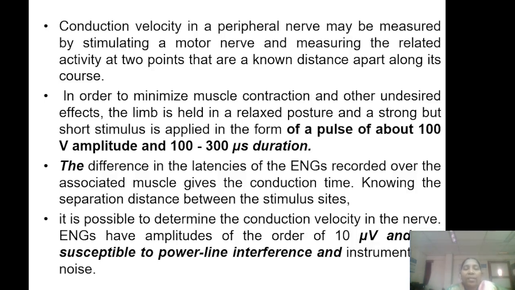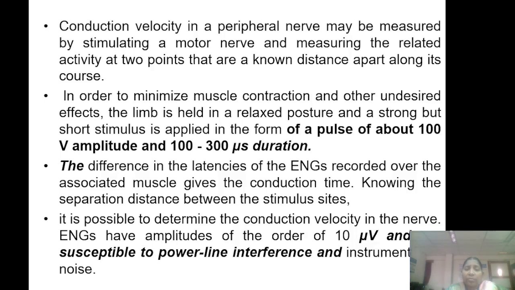While recording the ENG signal, there will be some difference in the latencies. Latency is nothing but the time taken for giving the stimulus and getting the response. That period we call the latency period. The difference in latency periods of the ENG signal is recorded over the associated muscles, and this will give you the conduction time.